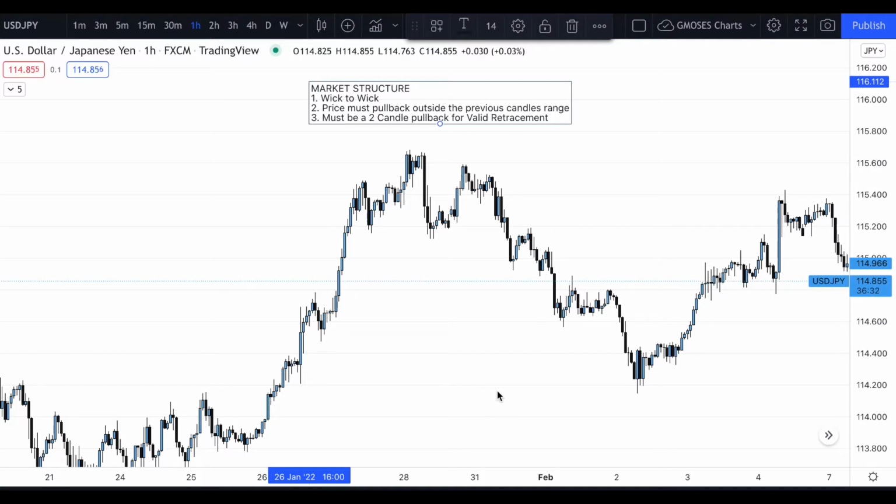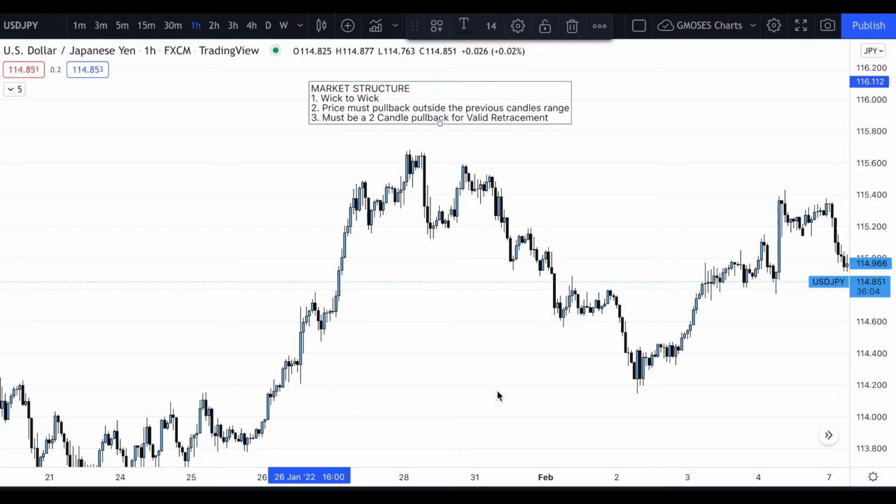Now in the previous video we talked about the three types of structure. You have an uptrend that produces higher highs and higher lows. You have a consolidated range that produces equal highs and equal lows, and you also have a downtrend that produces lower highs and lower lows. So in this video we're going to look at the live market and look at some examples and see exactly how the market moves in real time.